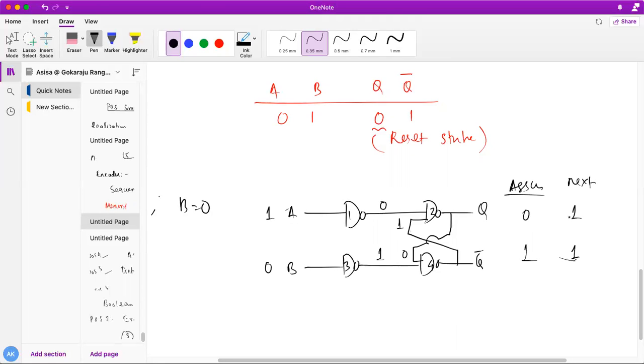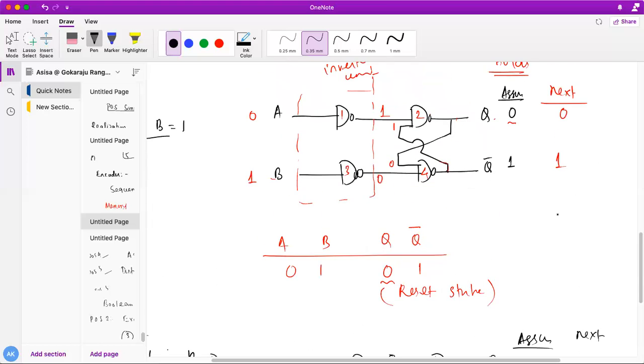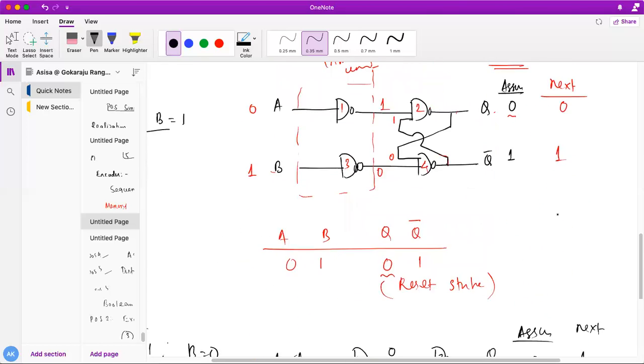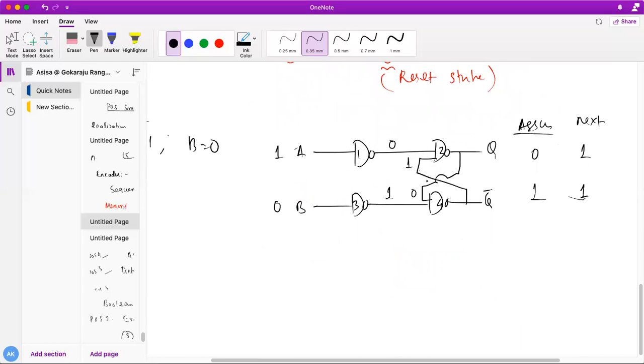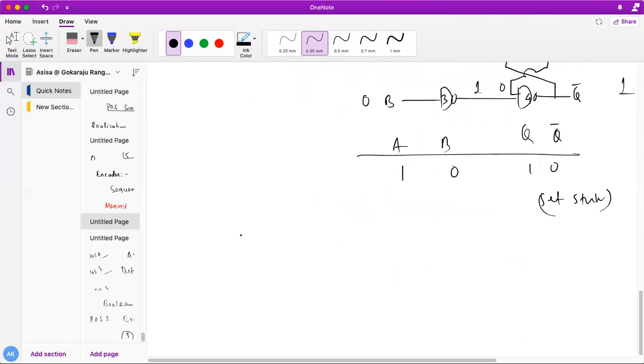So what will I get here? The next state I am getting is 1, 1, and then 0, 1. So here I am getting Q, and Q is actually 1. So if A, B is 1 and 0, I'm getting the set state. Set state means it's actually 1, 0. So I'm getting the set state here.